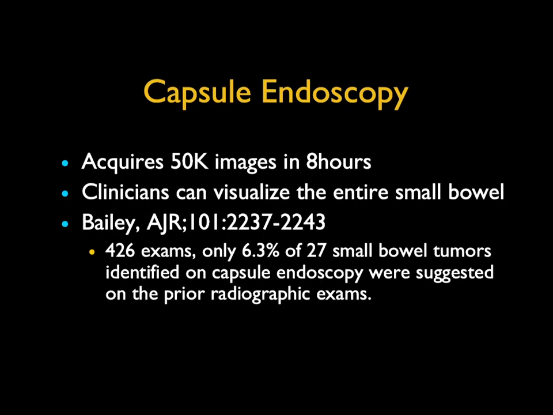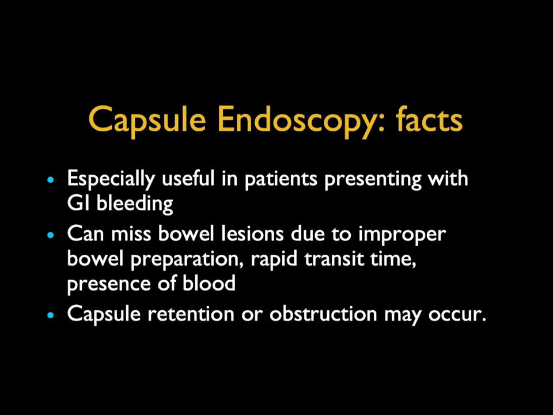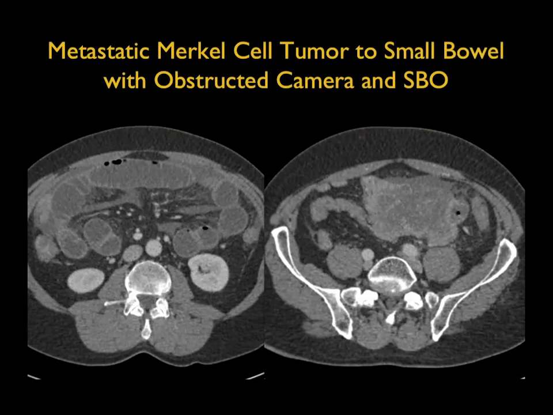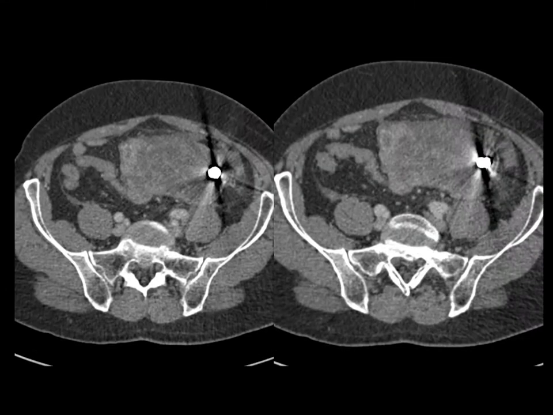What else can you do? You can do capsule endoscopy. It requires lots of images, but in the beginning it was 100% sensitive, 100% specific. It's no longer that. The problem often is you can miss tumors due to improper bowel prep, poor transit time. You can miss bleeds. You can have capsule retention. So this patient who had a history of a Merkel cell tumor, I read this as recurrence and small bowel obstruction. But anyway, someone gave a camera, and you could see the camera obstructing the bowel.